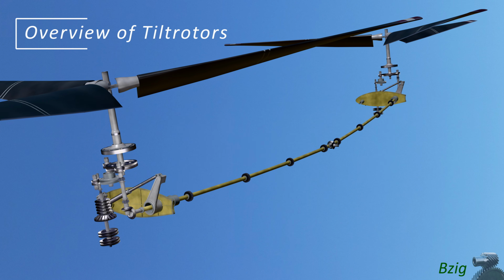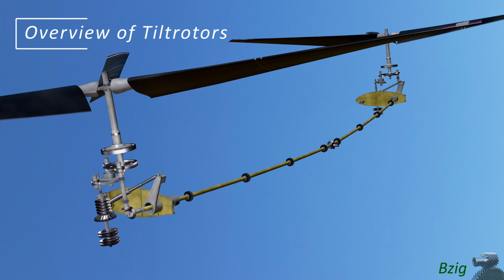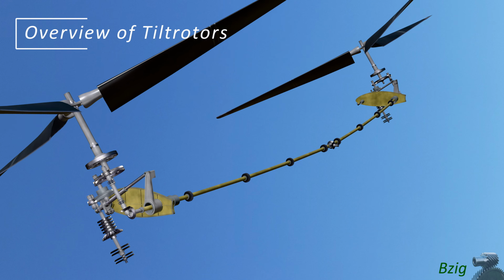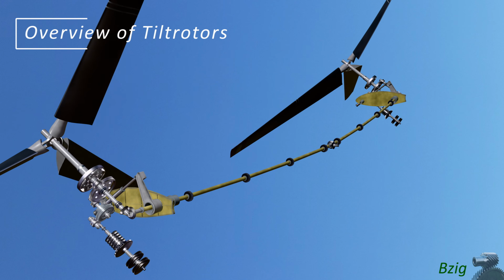A core safety feature of tilt rotors is the ability to fly with one engine inoperative. This is possible because of the wing interconnect drive shaft and the freewheeling clutches in the drive system.